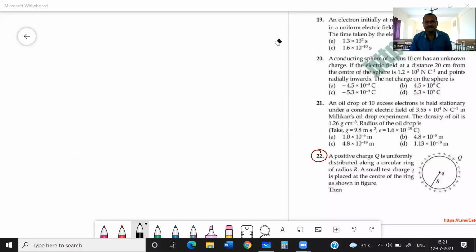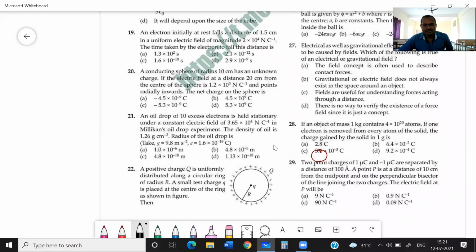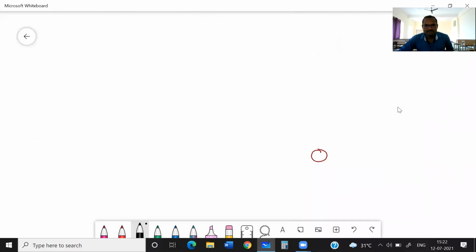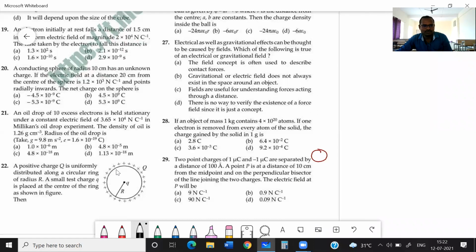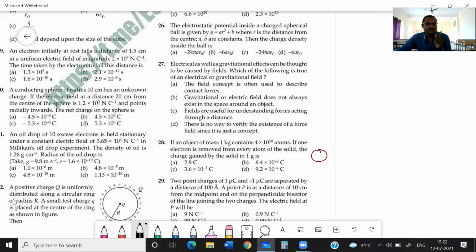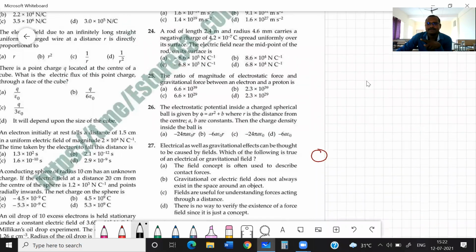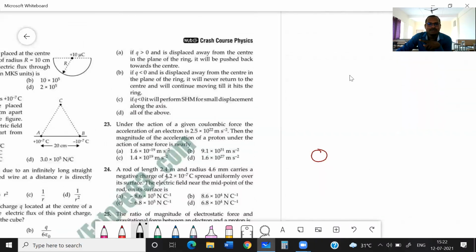According to the question, see, students, I'll try to show you here. Now the options I'll see. So the question is understood, no? What they have given is that a positive charge capital Q is uniformly distributed along the circular ring of radius capital R. A small test charge small q is placed at the center of the ring. Then what will happen? They have also given options.